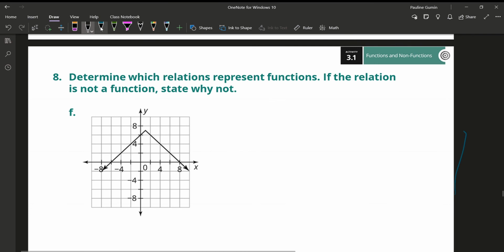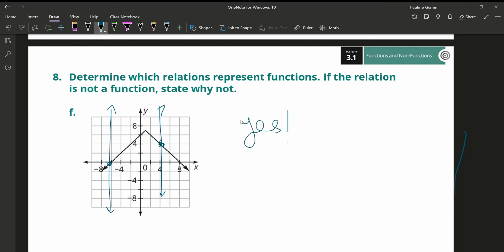Ooh, perfect. We get to use our vertical line test. Let's do it. I'm going to draw a vertical line through here. It passes through once, but just in case, let's try it over here, and it passes through once. So yes, it's a function.